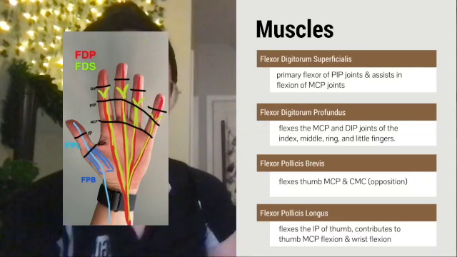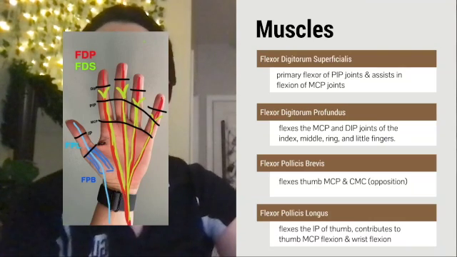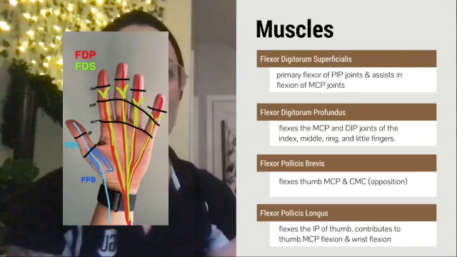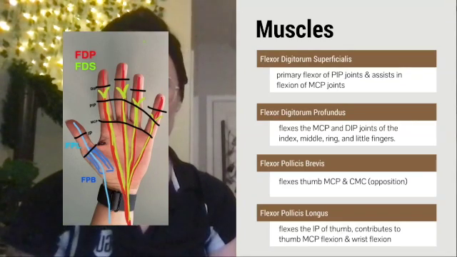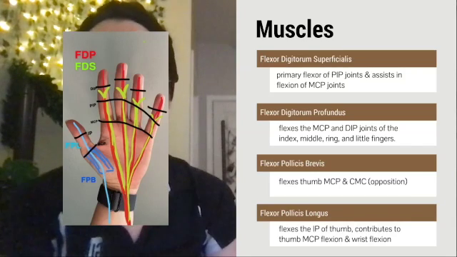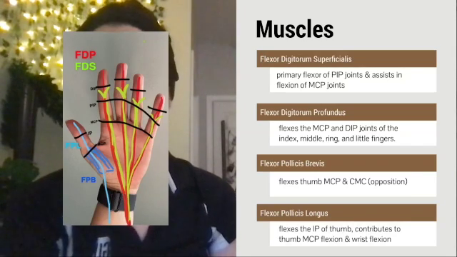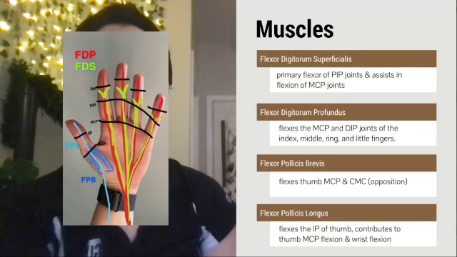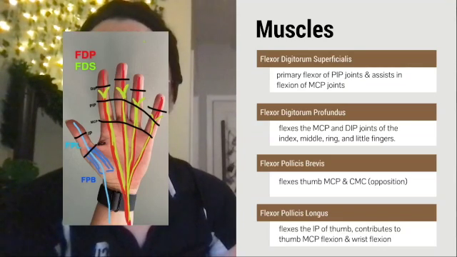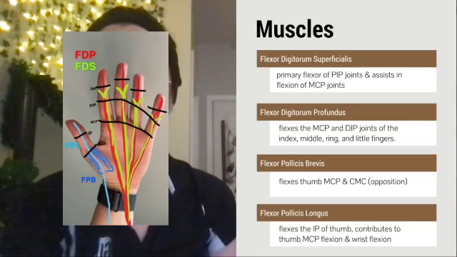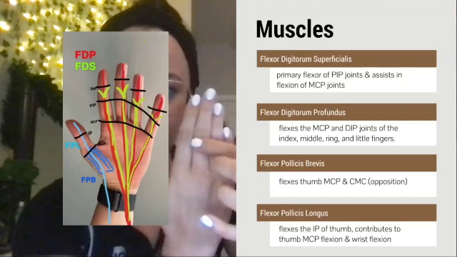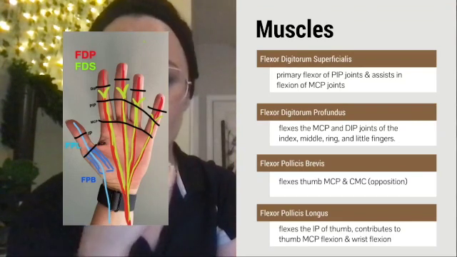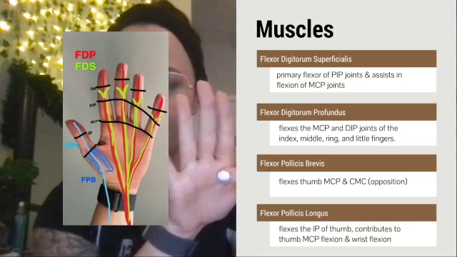Superficialis, meaning it's superficial, just like if you were to say somebody has a superficial personality, they only care about the way they look or the clothes that they wear, things that are on the outside, that's superficial. So, flexor digitorum superficialis, the FDS, let's start with that. That is the primary flexor of the PIP joints, these guys here. I also labeled them on this picture. And it also assists in flexion of the MCP joints.